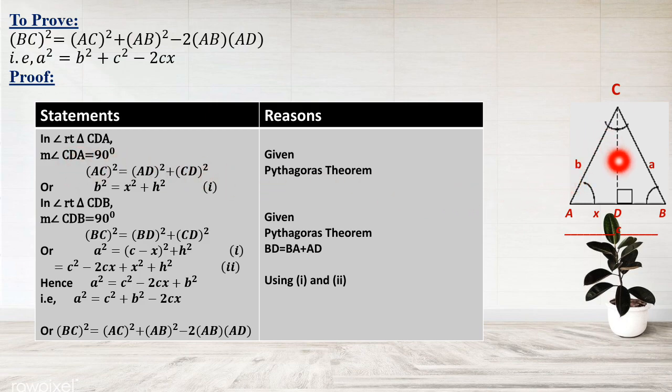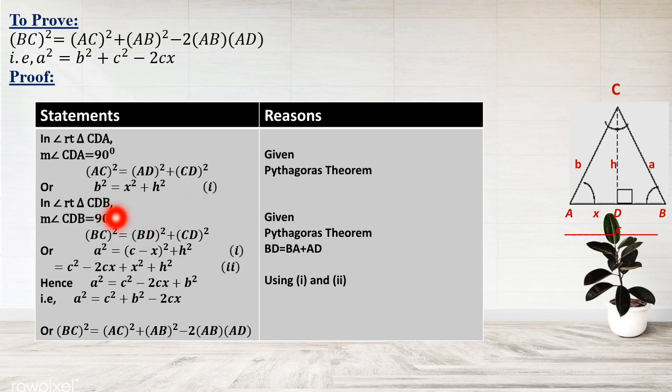Here we have two right angle triangles. The first one is CDA, the next one is CDB. You can see that there are two right angle triangles. In right angle triangle CDA, AC square is equal to AD square plus CD square. Here we have written the Pythagoras theorem, which is hypotenuse square equals base square plus perpendicular square. Substitute its values: AC is replaced with its value B, AD is replaced with its value X, CD is replaced with its value H square.